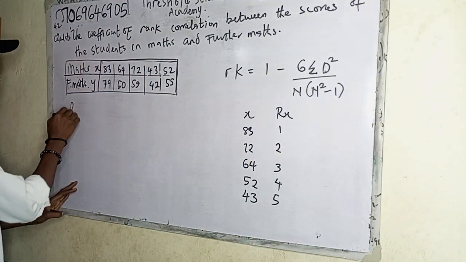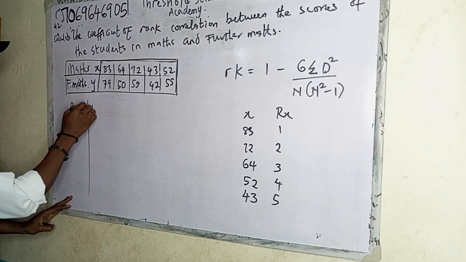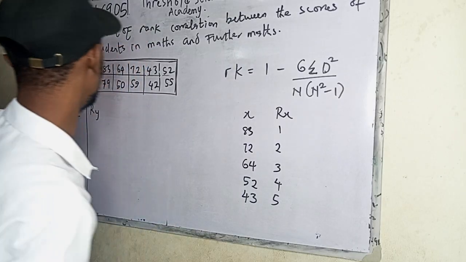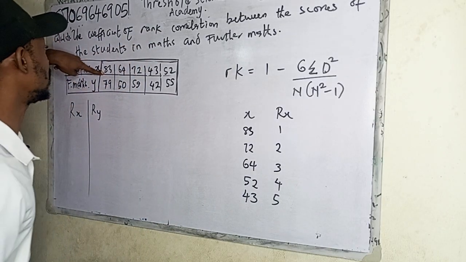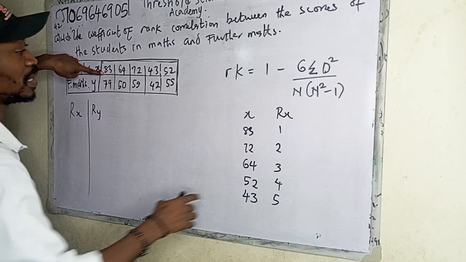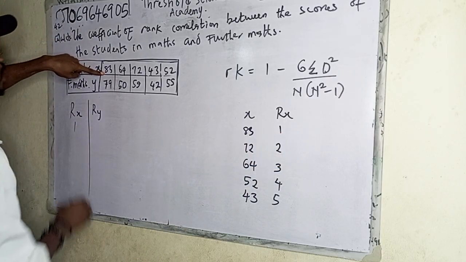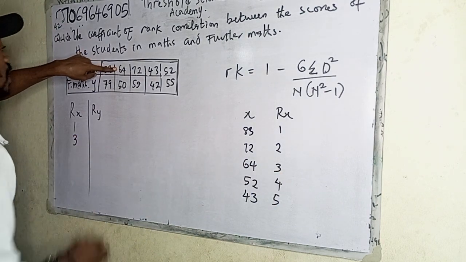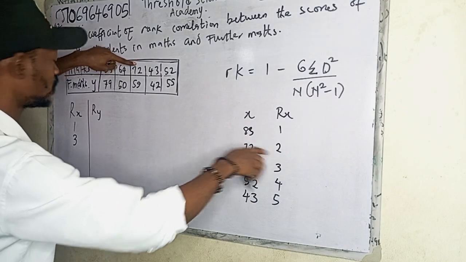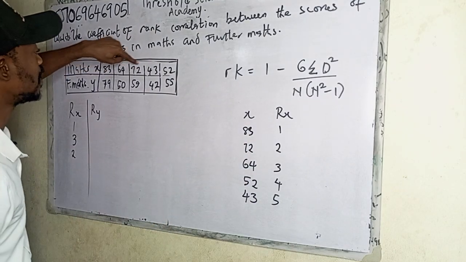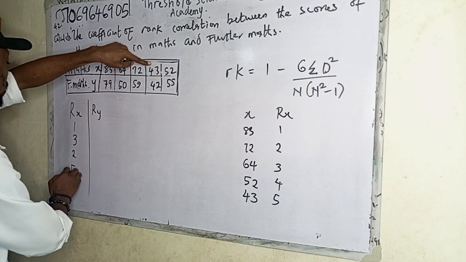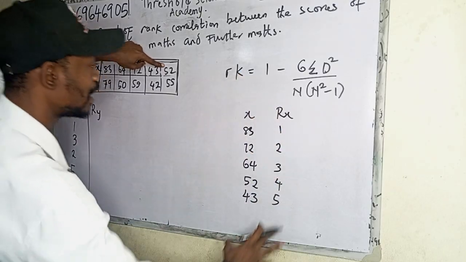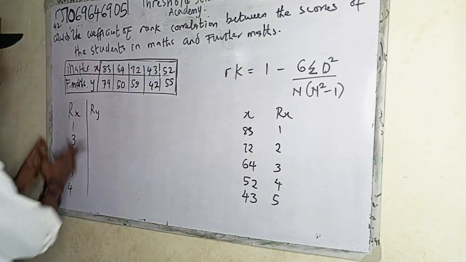So I'm just going to be ranking my X, ranking of X. This is going to be my ranking for Y. So how do I rank? First of all, I'm just going to look at the first number on my X, which is 83. What is the rank for 83? 83 is 1. Okay, the second number is 64. What is the rank for 64? 64 is 3. And then the third number is 72. What's the rank for 72? 72 is 2. And then the next number is 43. What's the rank of 43? That's 5. And of course, 52 has a ranking of 4. So I'm done ranking and I'm done assigning the ranking on the table.